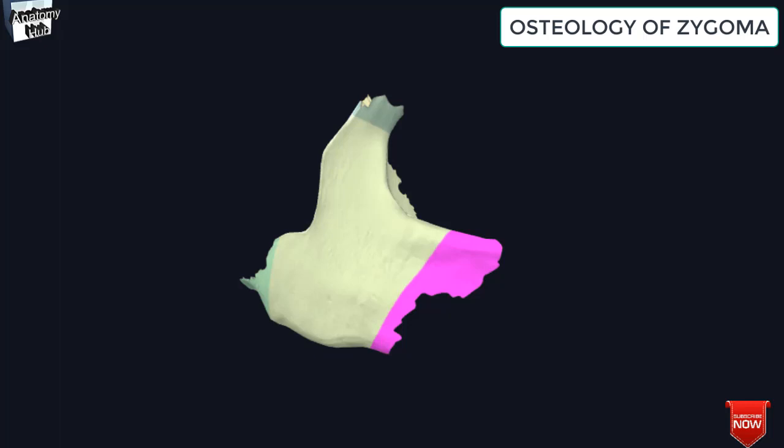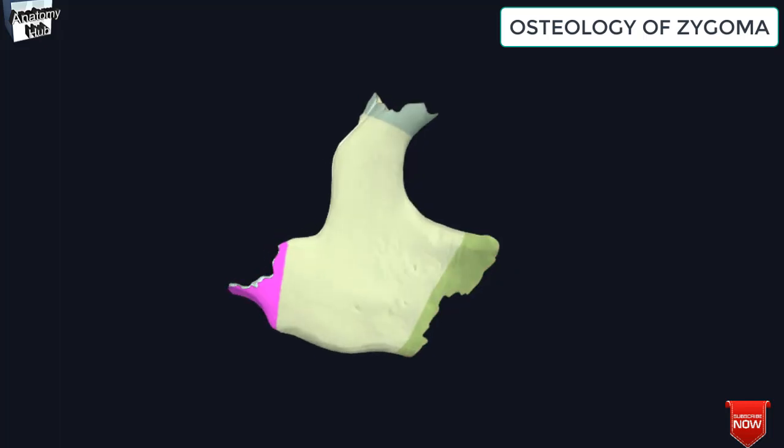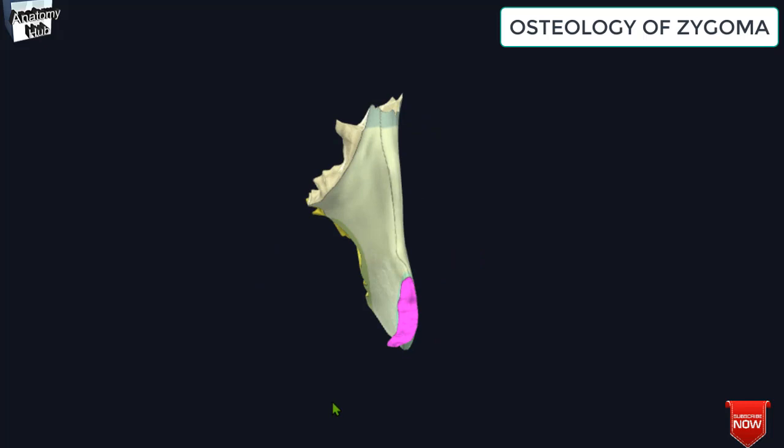Like that, we will find the temporal process of the zygomatic bone. So this temporal process of the zygomatic bone projects backward to join the zygomatic process of the temporal bone, and that forms an arch. So that arch is your zygomatic arch. Like that we will find the temporozygomatic suture over here. So this temporozygomatic suture is the line that actually marks the union of your zygomatic process of the temporal bone with the temporal process of the zygomatic bone.